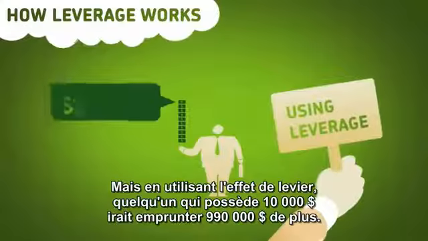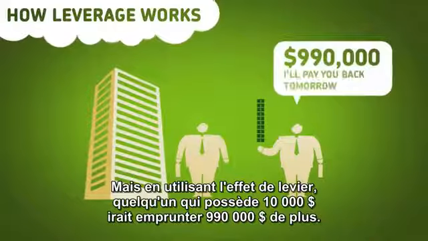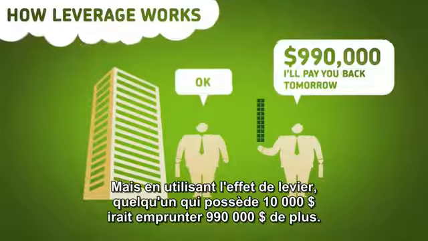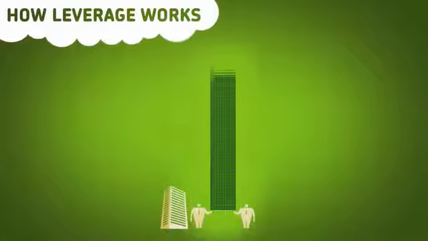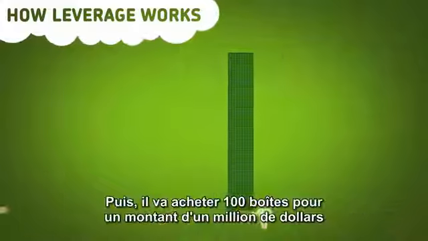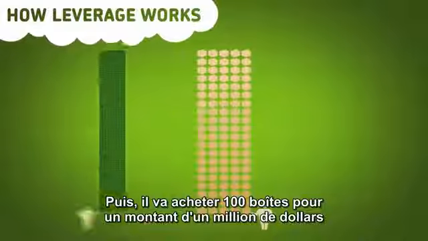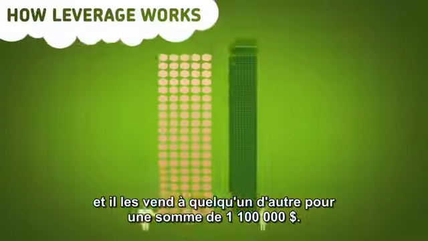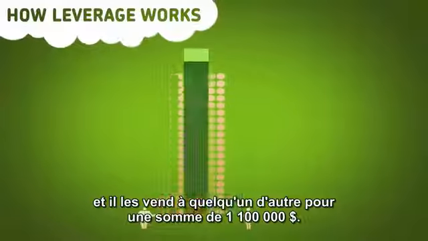But using leverage, someone with $10,000 would go borrow $990,000 more dollars, giving him $1 million in hand. Then he goes and buys 100 boxes with his $1 million and sells them to someone else for $1,100,000.